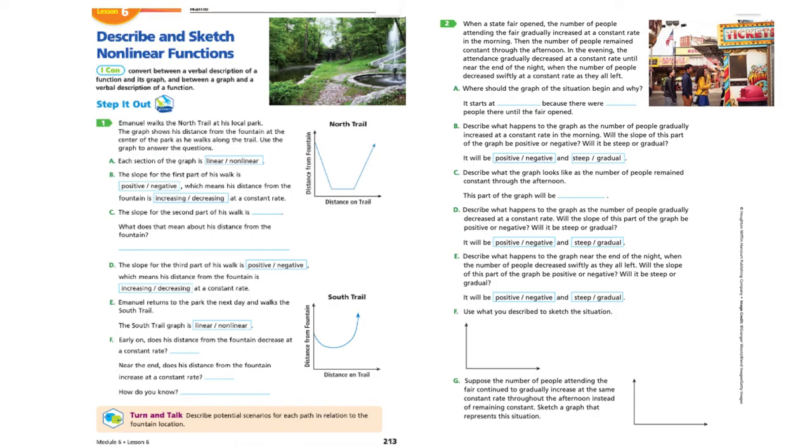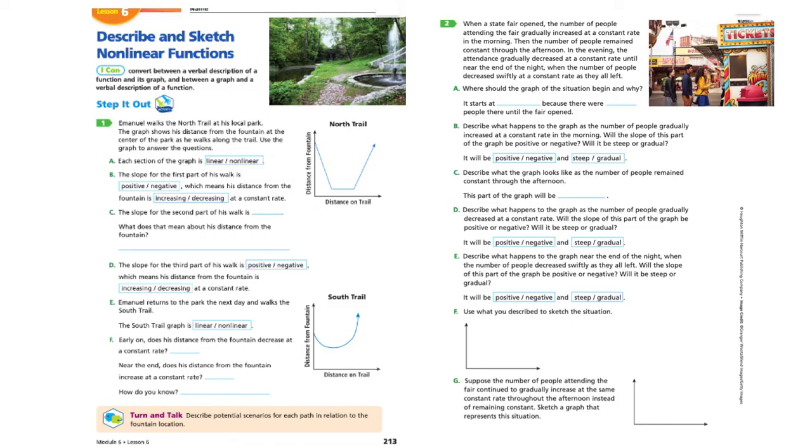B, the slope for the first part of his walk, and they're asking, is it positive or negative? Which means his distance from the fountain is either increasing or decreasing. So again, look at, this is the distance on the trail, this is the distance from the fountain. So think about whether this first part is positive or negative, the slope, and whether his distance from the fountain is increasing or decreasing at a constant rate.